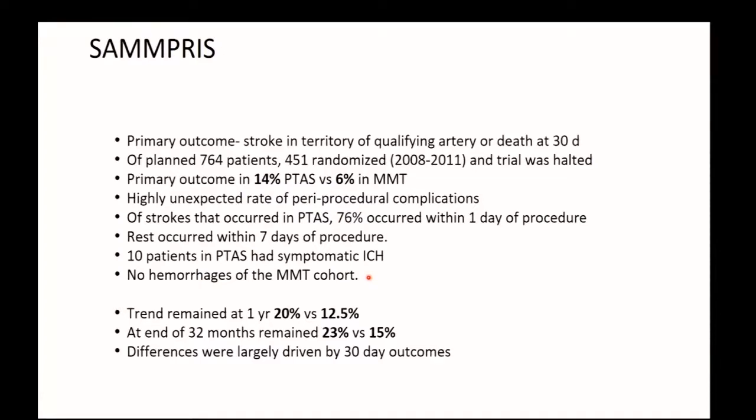So the trend remained the same at 1 year, 20% versus 12.5%. And if you compare these numbers, they are basically the same. I mean, the difference is driven by the 30-day outcome, like 14% plus 6%, you get this number, 6% plus another 6%, you get this number. So after 30 days, actually the stent is as good as the maximal medical management, and at the end of 32 months it is the same, still the same trend.